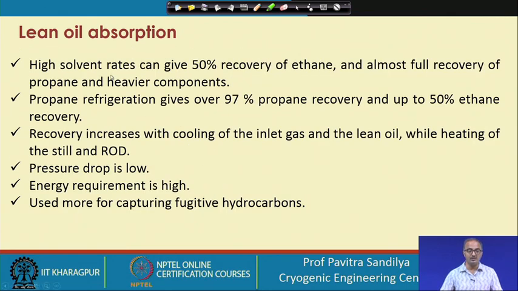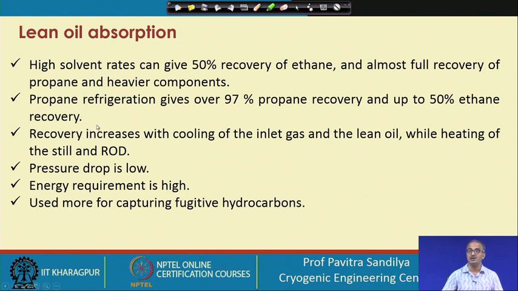Now, high solvent rates can give 50% recovery of ethane. So, we can see that the ethane recovery still goes up if we use high solvent rates, and there is almost full recovery of propane and heavier components. That means a high flow rate of this solvent is preferable, but at the same time you have to understand that increasing the solvent flow rate also increases our pumping costs. So, propane refrigeration gives over 97% propane recovery and up to 50% ethane recovery.